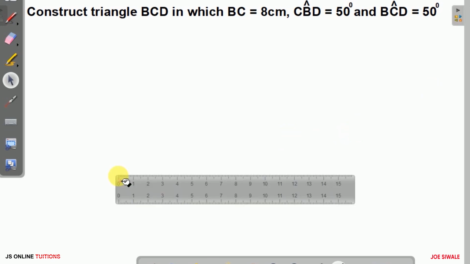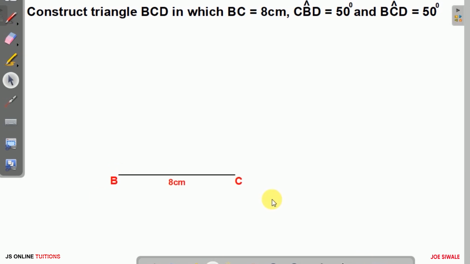So what we're going to do, we're going to measure 8 centimeters. We're going to start from 0. So we have measured our line BC as 8 centimeters. Then the next thing we've been told, angle CBD is 50 degrees. So we know that our angle is at B. So we're going to get our protractor and measure 50 degrees.